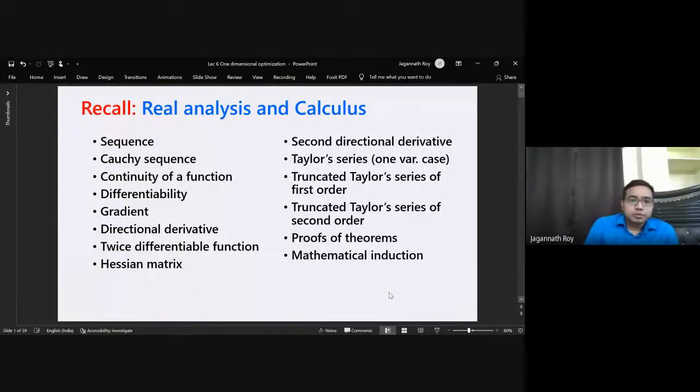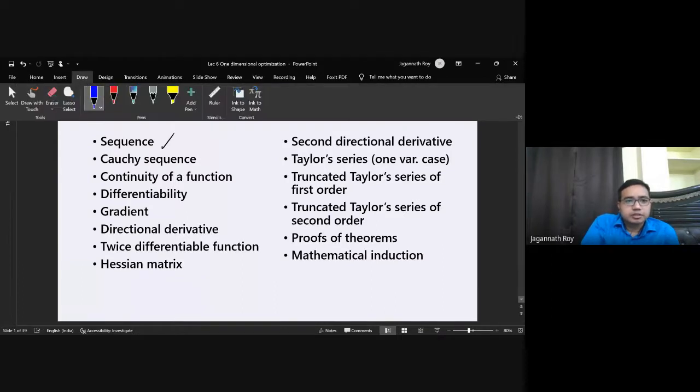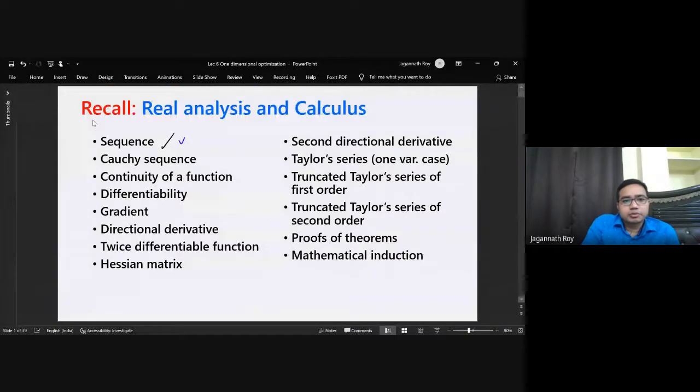Just to recall what we have discussed in the last class, we have discussed some basic knowledge of real analysis, which will be used, and then we have discussed the definition of sequence. We have seen one example of convergence: a sequence xn, n equals 1 to infinity, converges to x, a limit. What is the meaning? And then we have seen the Cauchy sequence.